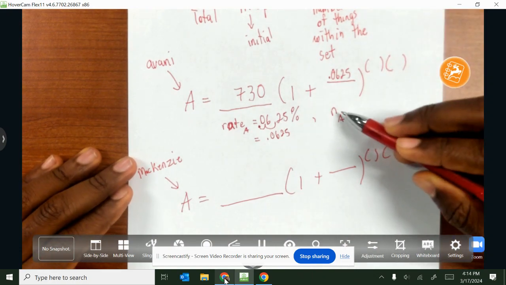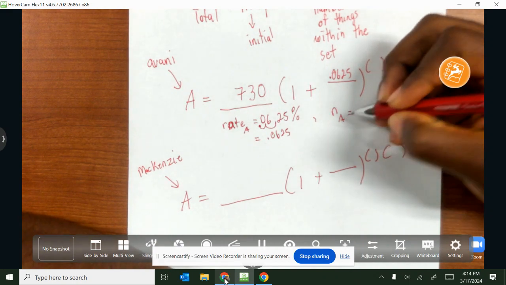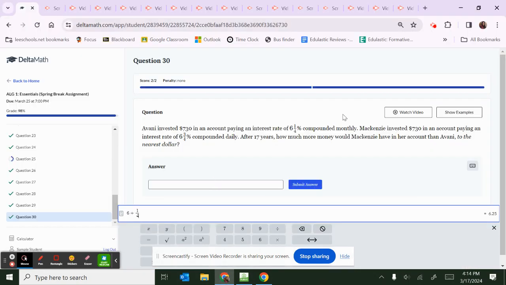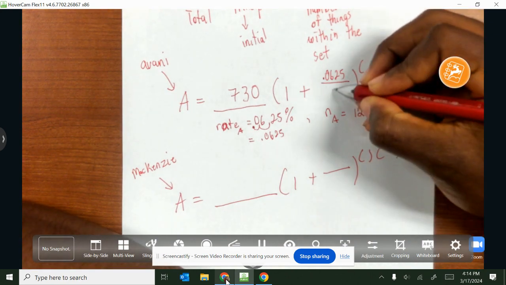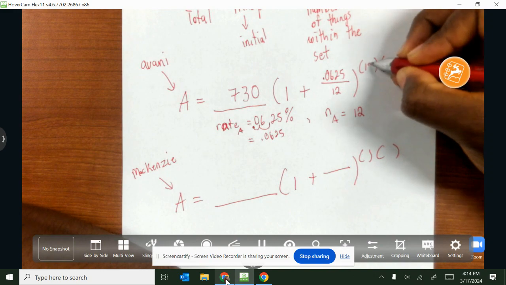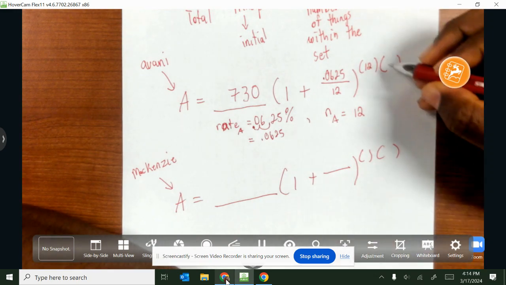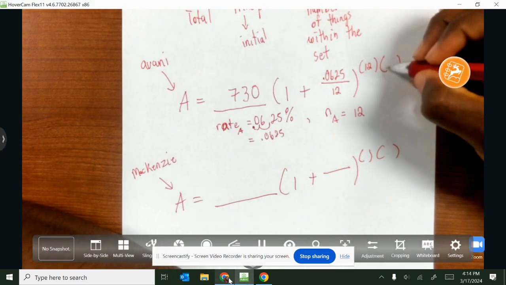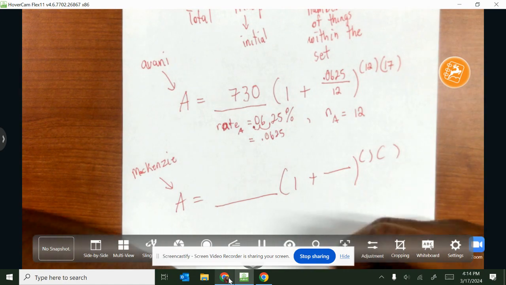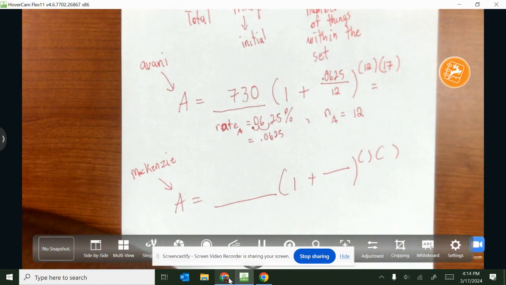Okay. So then now I need to look for my N for Avani. Avani says that hers was compounded monthly, and we're doing per year, within a year. So there's 12 months within a year. So Avani's N would be 12. All right. So her N would be 12. And then T would be the amount of years that's being compounded, which would be after 17 years. Okay. And then now I'm gonna drop that in my calculator.